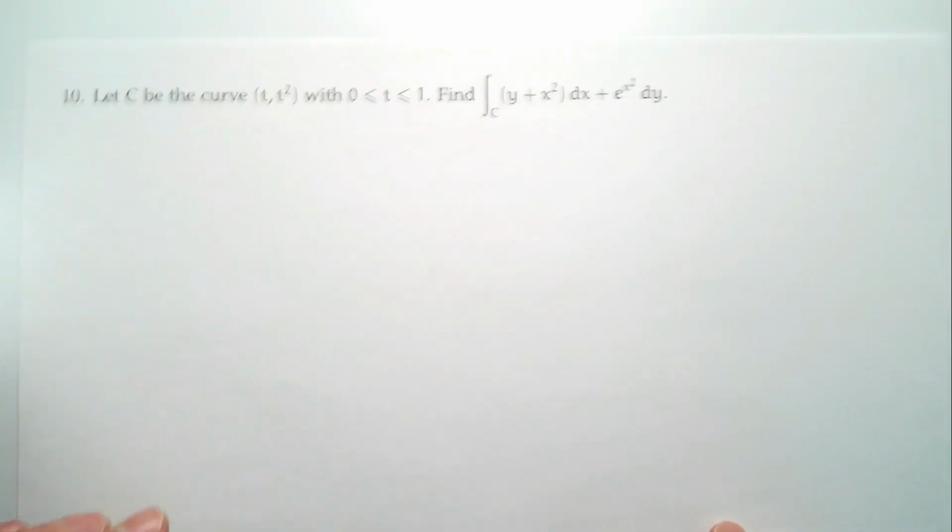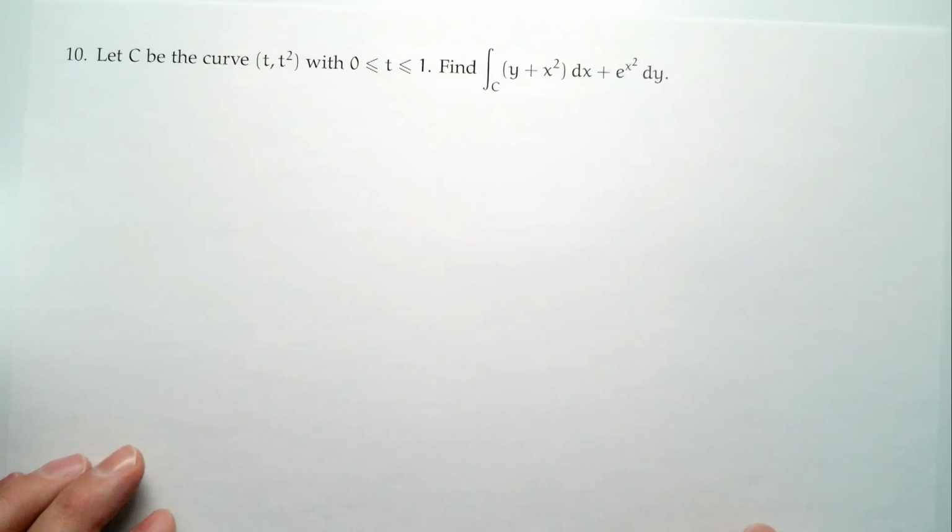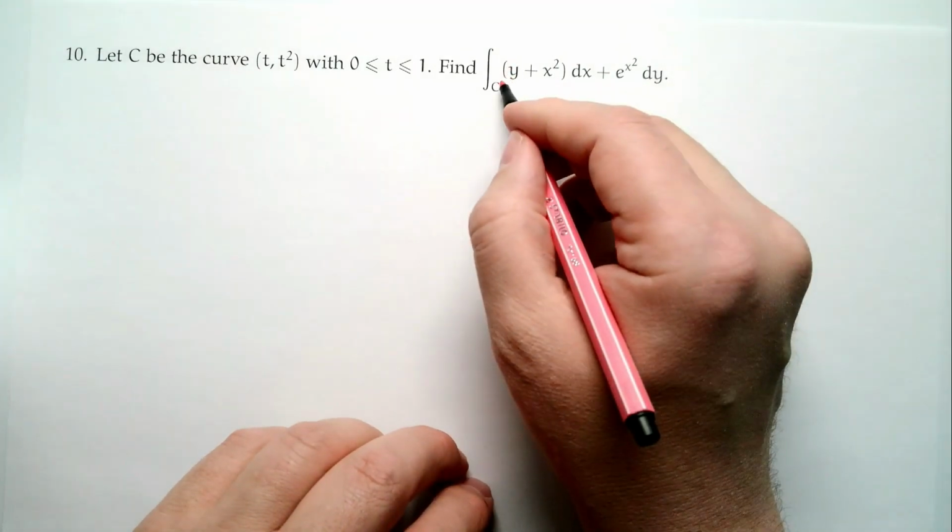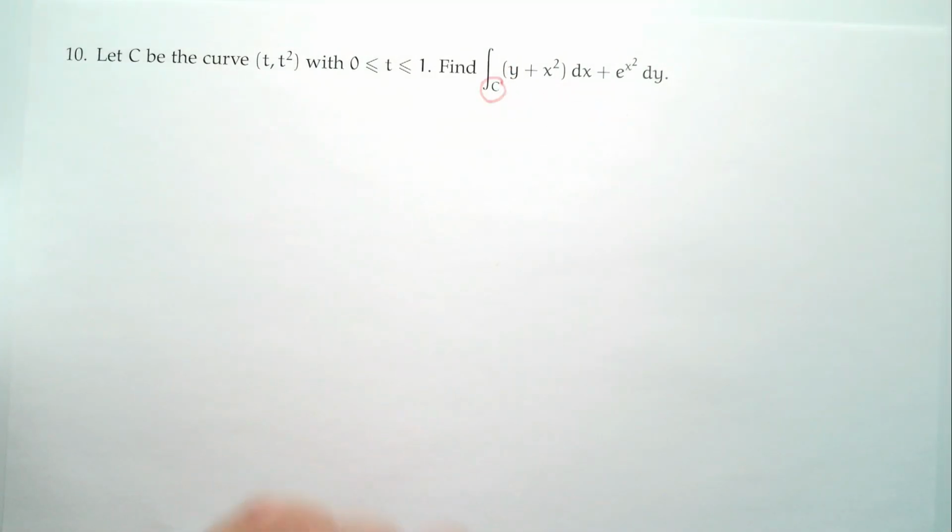All right. So let C be the curve t comma t squared with 0 less than or equal to t less than or equal to 1. Find the integral along C of y plus x squared dx plus e to the x squared dy. This is a line integral. How do we know it's a line integral? Because we see an integral along C.